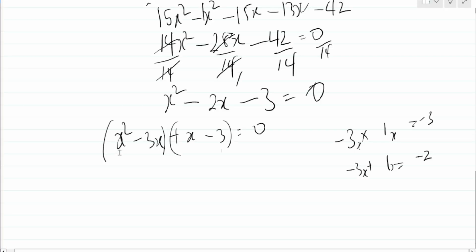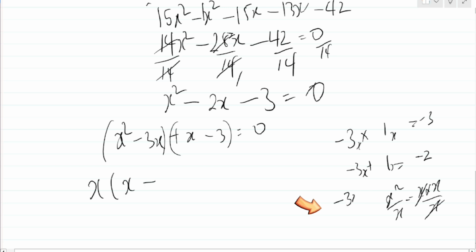Next we factorize. In x squared and minus 3x, x is common. So we take x, and you'll be x into open bracket. You'll be left with x squared over x, which is the same thing as x times x over x. x cancels x, you'll be left with x. You have minus 3x over x, x cancels x, you'll be left with minus 3. Close bracket. Note that when you multiply this x by this x, it gives you x squared, and this x by this minus 3 gives you minus 3x.